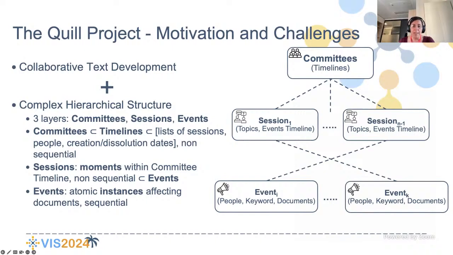Events are the only entity with an implicit sequential ordering. Events describe actions that occur within a session and that directly affect the document. This can be, for example, the creation of a document, amendments, discussions, decisions, and also the voting record. Events also include the list of people who are involved in a decision, as well as identifiers and relevant keywords.